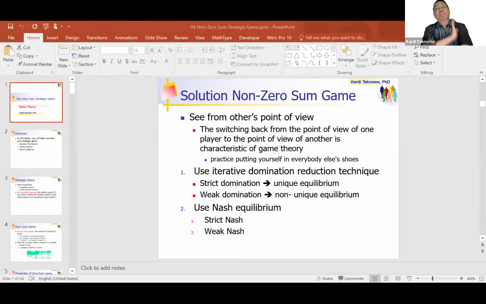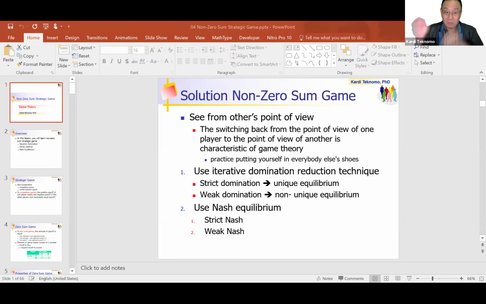Now, how do you find the solution? The technique is rather simple. You look for the other point of view by doing this. You keep switching back and forth between your point of view and your opponent's point of view, and then come back to your point of view, and then come back to your opponent's point of view until you can get the actual solution. By doing so, you actually practice viewing yourself in another person's shoes, isn't it?